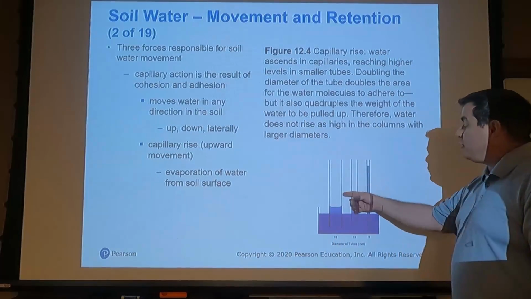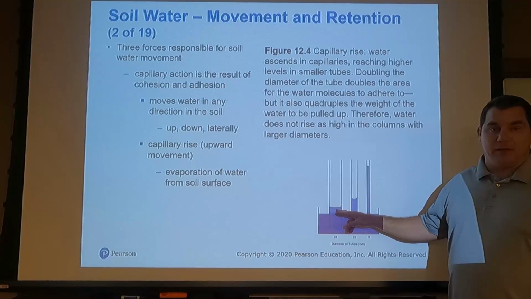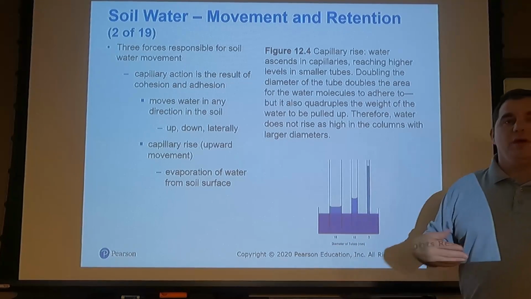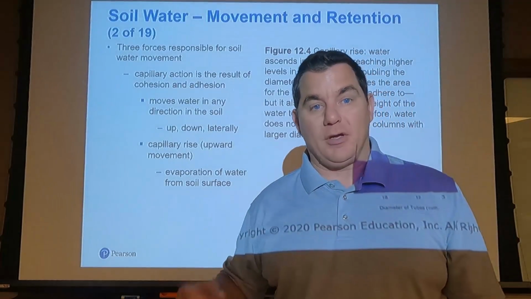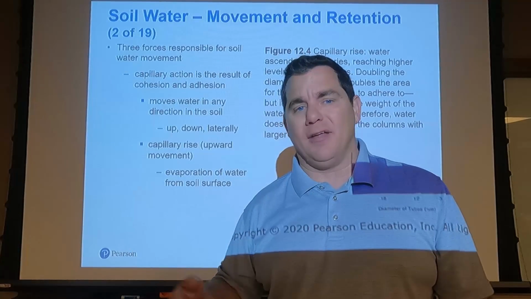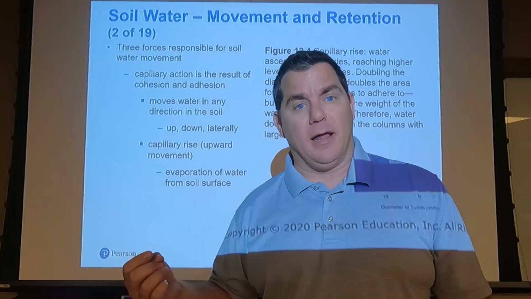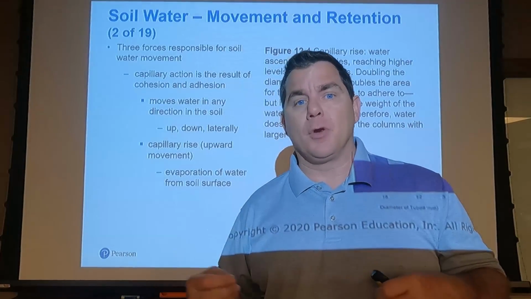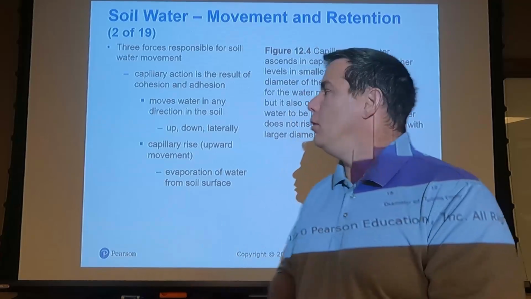However, the larger the tube, the less the attraction and the less capillary rise. So you would not have as much capillary rise in a sandy soil because that pore space is large. But you would have a large capillary rise in, let's say, a silt loam, or maybe even a clay. It may take longer, but you would have more capillary rise overall.